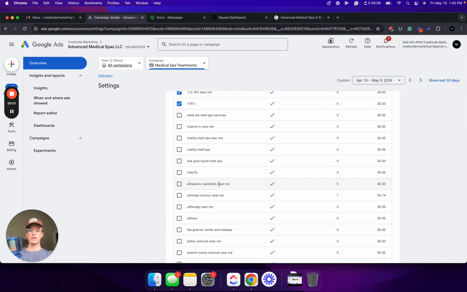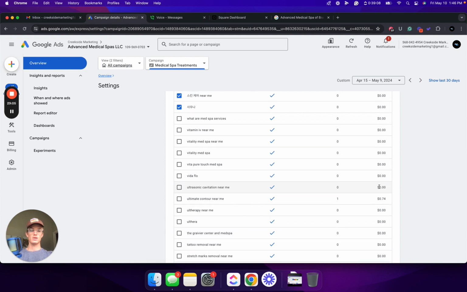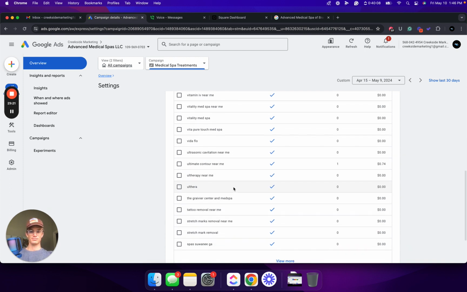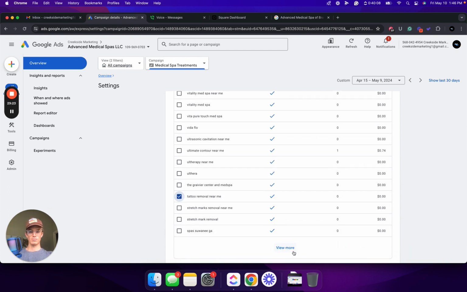I have no idea what this one is, but it didn't get any clicks and hasn't spent any money. That just means it got an impression. If it shows up on here, it means it got at least one impression. Going through this and marking them all as negative keywords allows Google to only put your ads in front of people who actually care about your services. Tattoo removal, that doesn't apply.